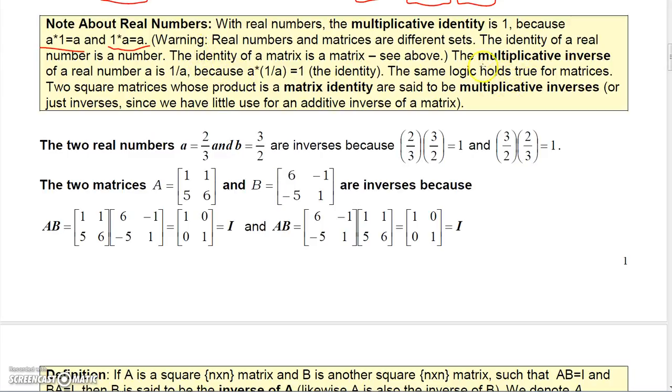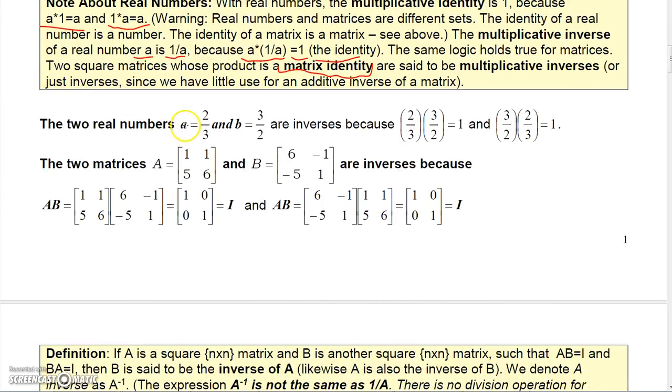Okay, now with real numbers, if you wanted the multiplicative inverse of the real number a, it would actually be 1 over a. And the reason these two numbers are inverses is because when you multiply them, you get 1, which is the identity. Well, the same thing holds true for matrices. If you have two square matrices and they multiply together to give a matrix identity, then they are said to be multiplicative inverses of one another, or we usually just say inverses of one another.